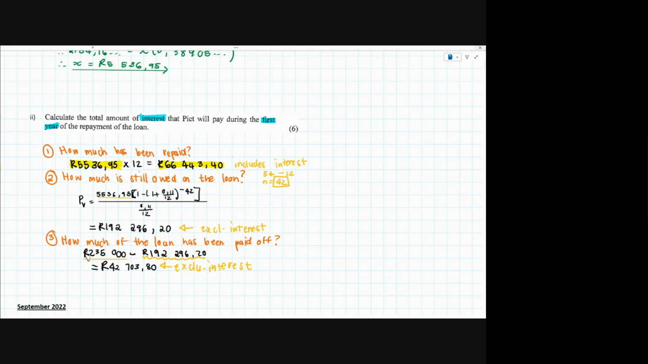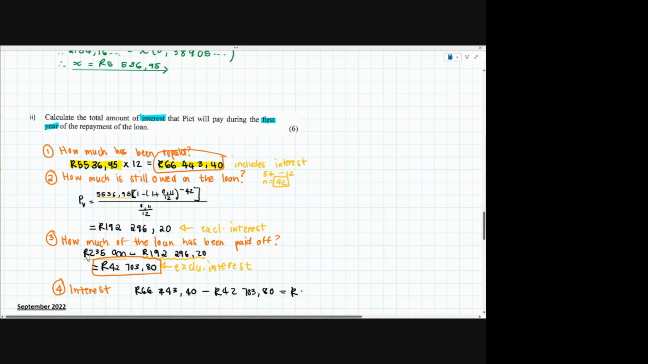And this is now where our final step comes in. We've got an amount right at the top that includes interest. So we know how much he's repaid, including interest. We know how much he's paid, excluding interest. And so the interest is now the difference between the two. So 66,443 Rand 40 cents minus 42,703 Rand 80 cents. And so he's paid rather interest of 23,739 Rand 60 cents. That is the interest amount.